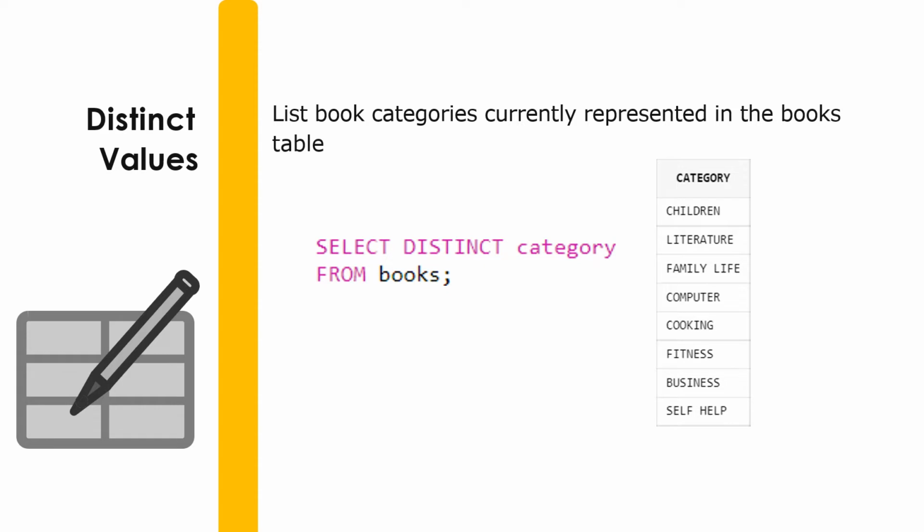Imagine in our books table, we have thousands of records of books with different categories. If we would like to know what the categories are in our books table, we can use the distinct keyword to get the distinct categories, as we have done in this example.